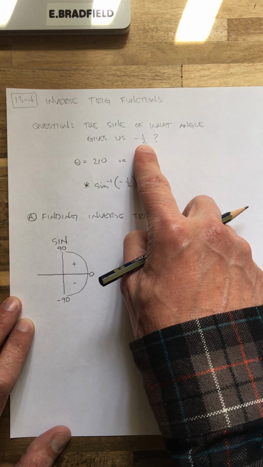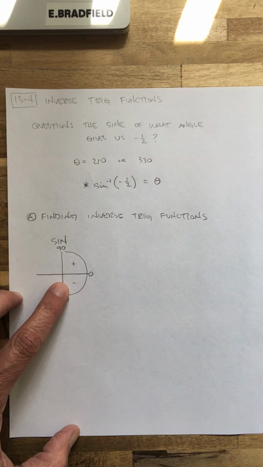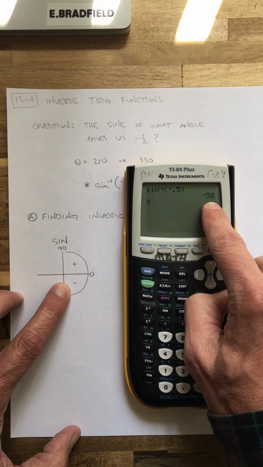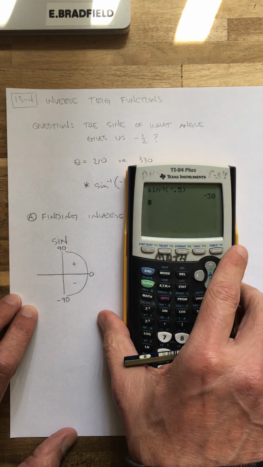Okay, our ratio is negative, so where should my answer be? Where should my angle be? It should be here, right? Well, let's see what the calculator told me. Yeah, negative 30. Isn't negative 30 between 0 and negative 90 degrees? Okay, so that's what's happening.